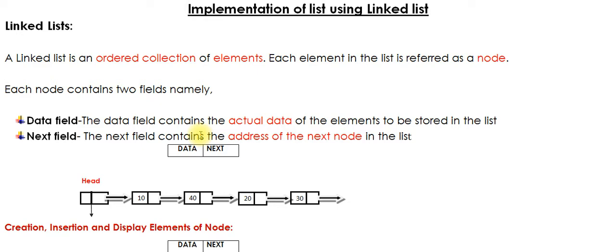Now, types of linked list. We have three different types of linked list implementation. First one is singly linked list or one-way linked list, second one is doubly linked list or two-way linked list, and the third one is circular linked list. So these are the basic terminologies about linked list.